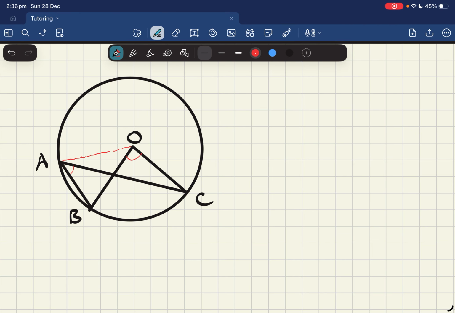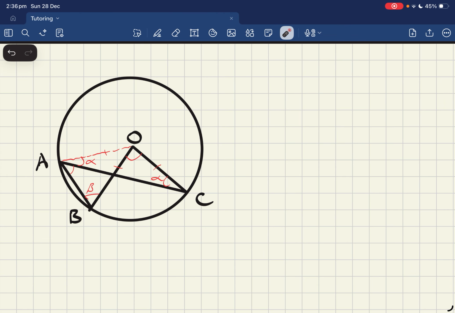Now I'm going to let angle OAC, this guy here, be alpha. And because I know that that one's alpha and these are isosceles triangles, this guy is going to be alpha as well. Now, I'm going to give this angle in my other triangle OAB a name, I'm going to call this angle beta. Now, because this is isosceles, this side is the same as this side, then this angle here, angle OAB, has to be beta as well.